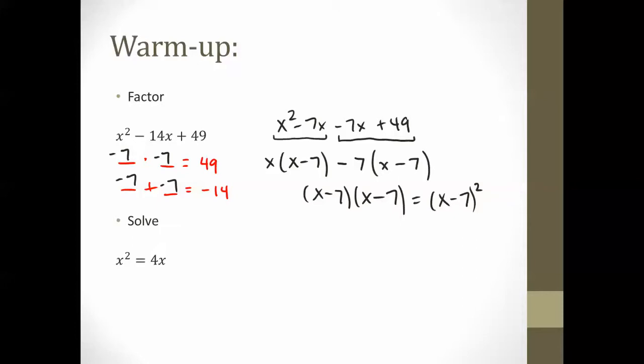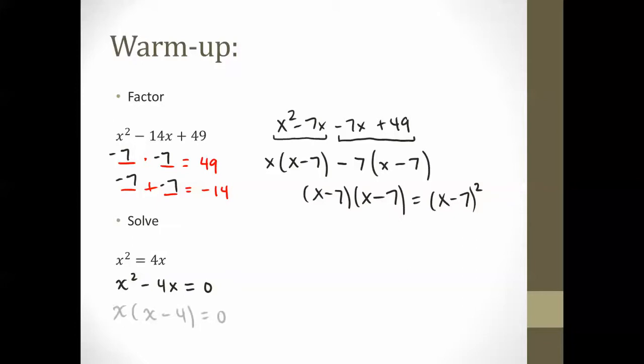Number 2, we're going to solve the equation x squared equals 4x. Remember, when we solve quadratics, we want the polynomial to equal 0. So x squared minus 4x equals 0. That's just subtracting 4x from both sides.